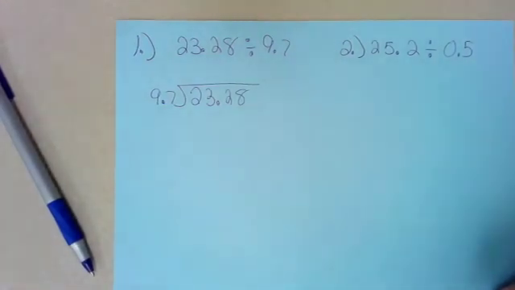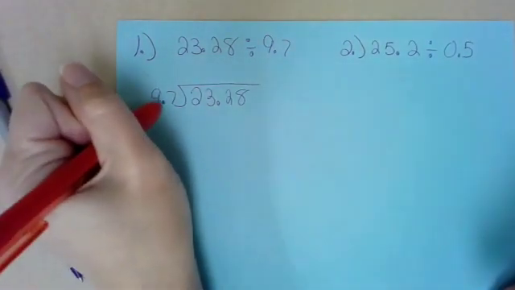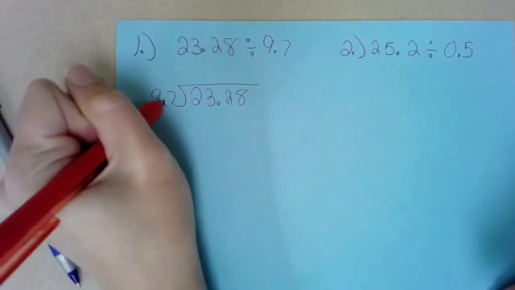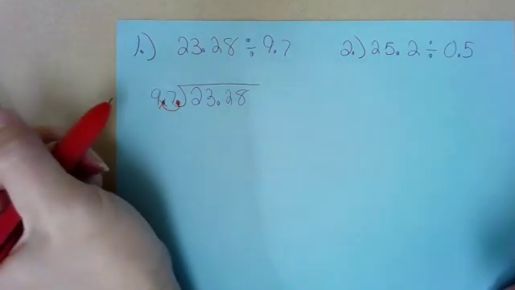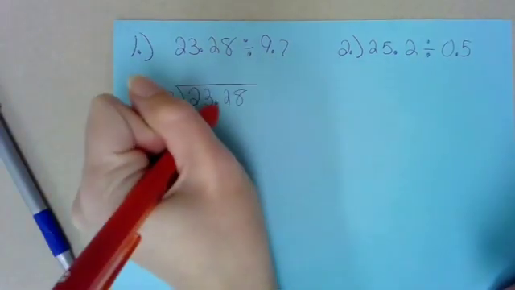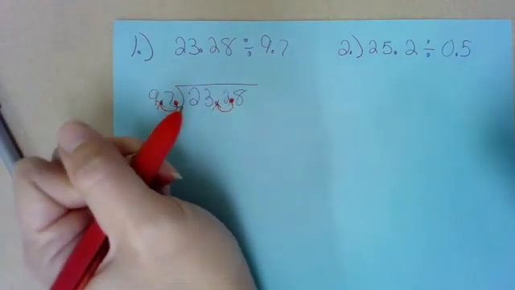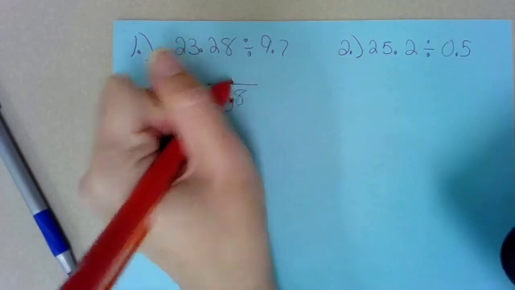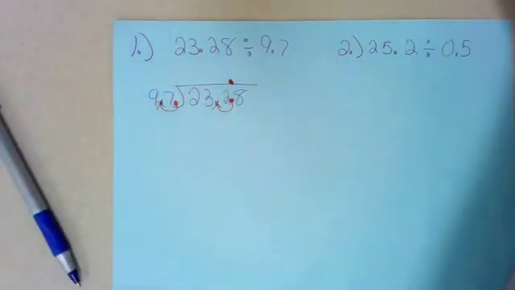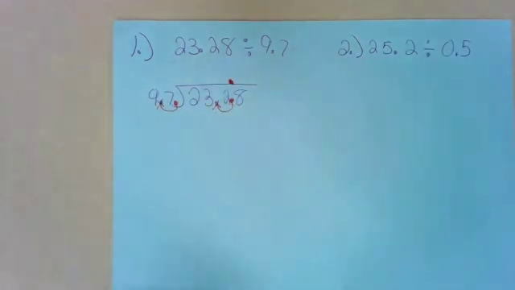We have a decimal in our divisor, so we need to move it to the right to make it a whole number. We move it one time to the right in our divisor. That means we move it one time to the right in our dividend. Then we move it up to the top. Now we can forget about it and divide just as if they were whole numbers.